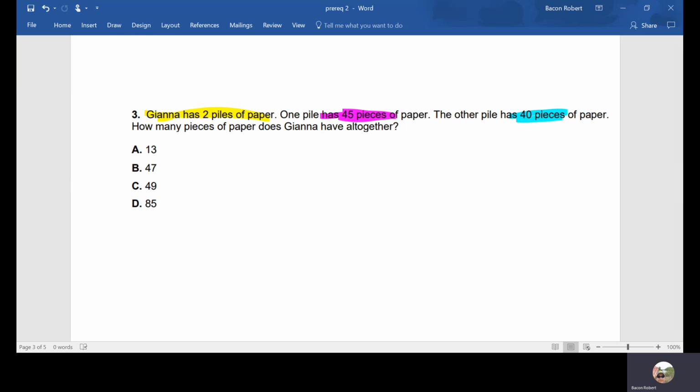How many, here's our question, how many does Gianna have altogether? Altogether, how many pieces of paper? That means this is another addition problem. We're not asking how many more in one pile than the other, we're asking all together. So we're going to add 45 to 40.